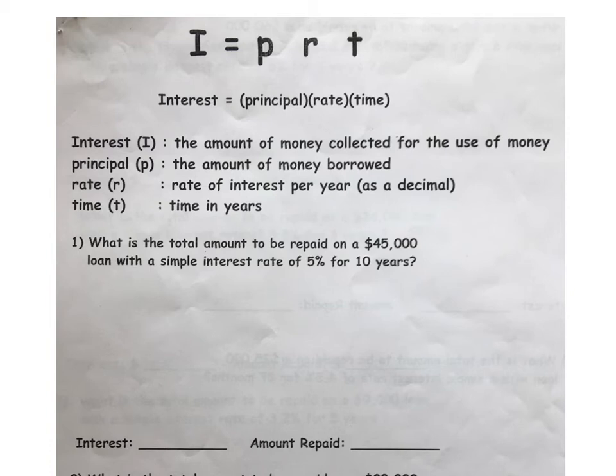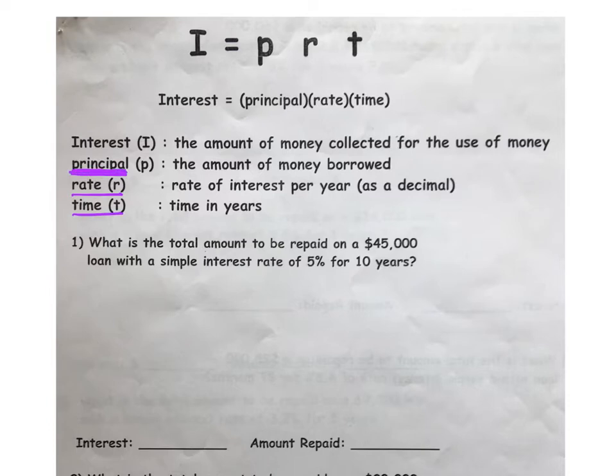Welcome to page 13. For this page, we're going to be calculating simple interest on a loan. Simple interest is the fee that a bank charges when you borrow money. It depends on three factors: principal, rate, and time.